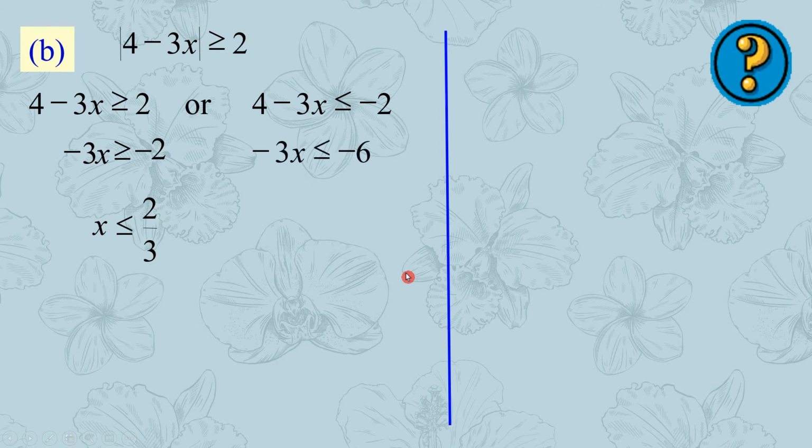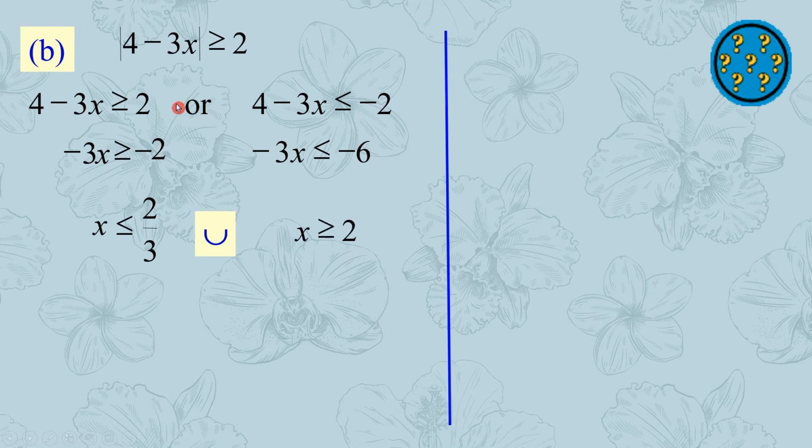Okay. Next, on the second part here, we bring 4 to the right. It will give us negative 2 minus 4 is negative 6. And again, we are dividing by negative 3, therefore we have to change the sign. Okay, so it will give us x greater than or equal to 2.